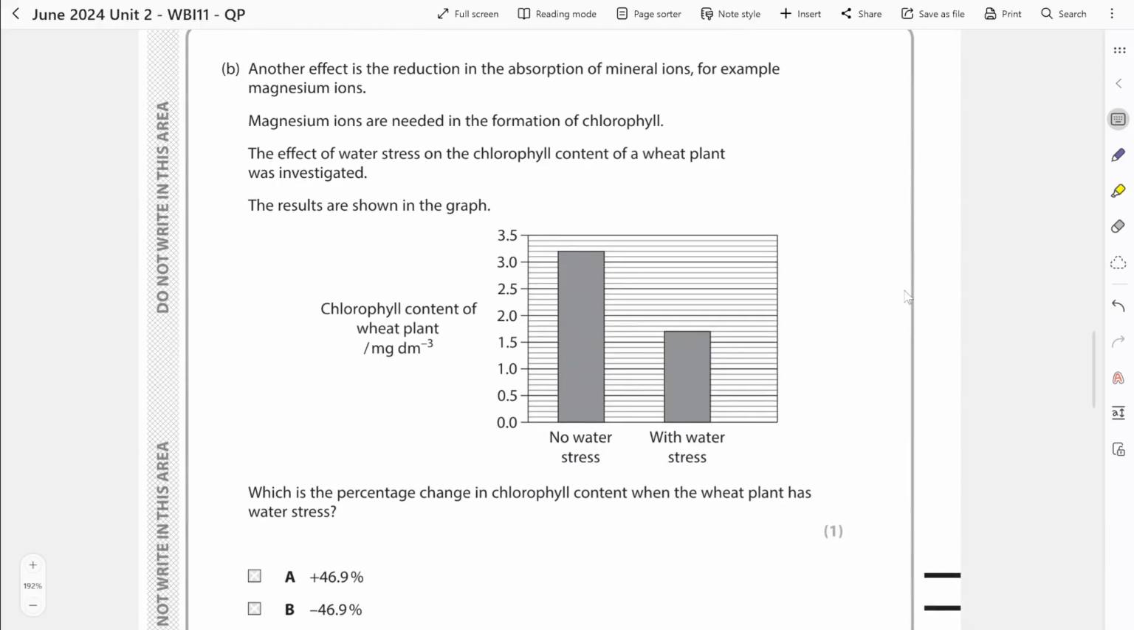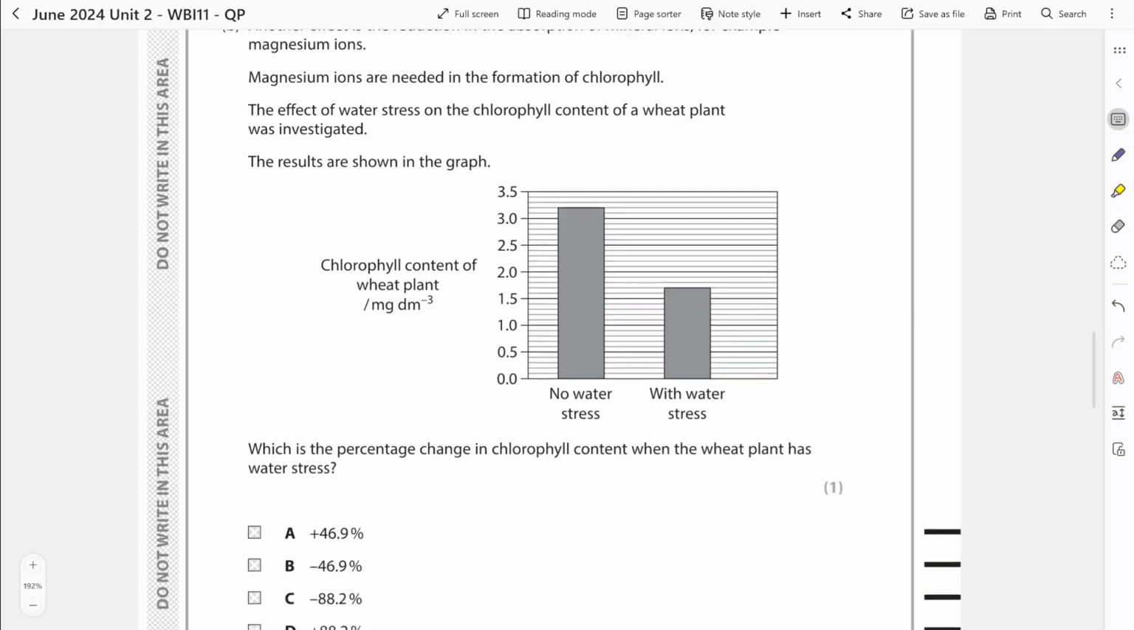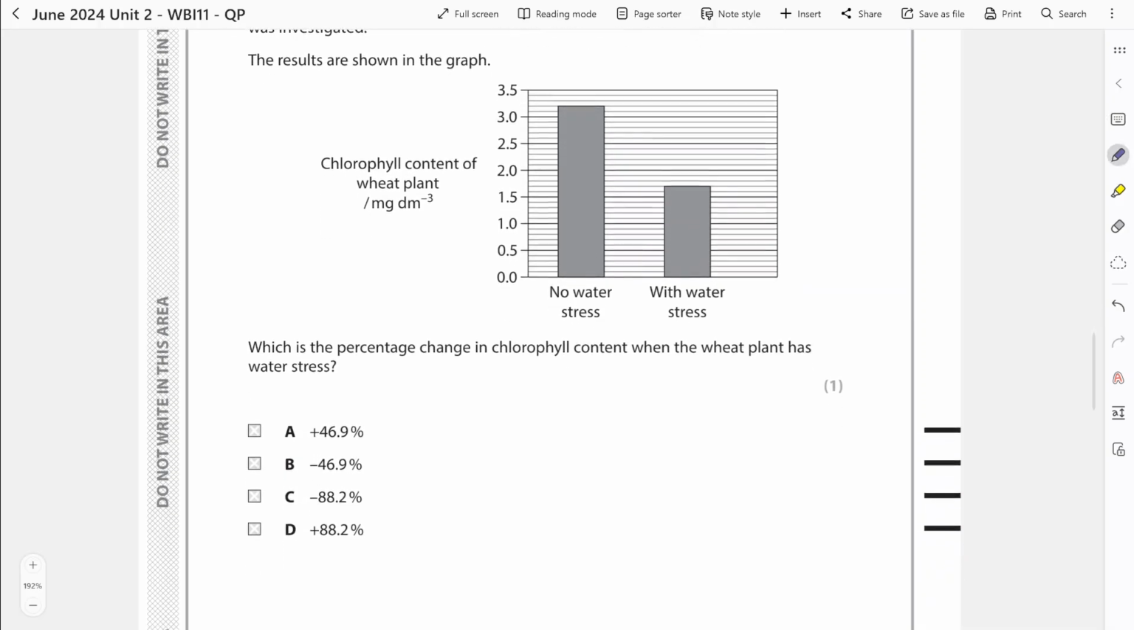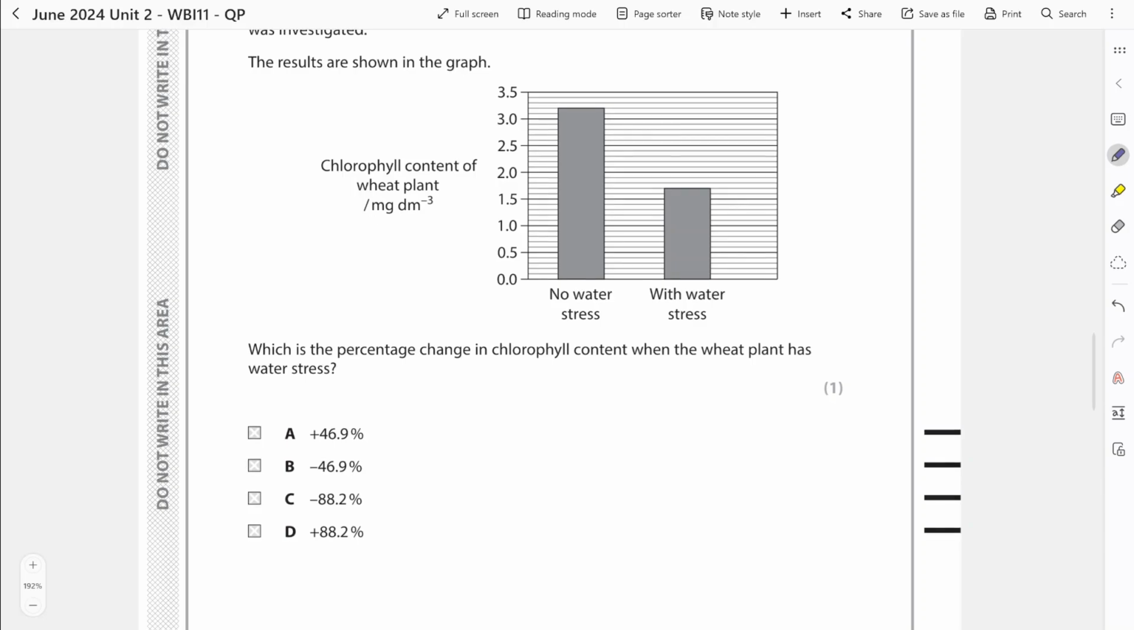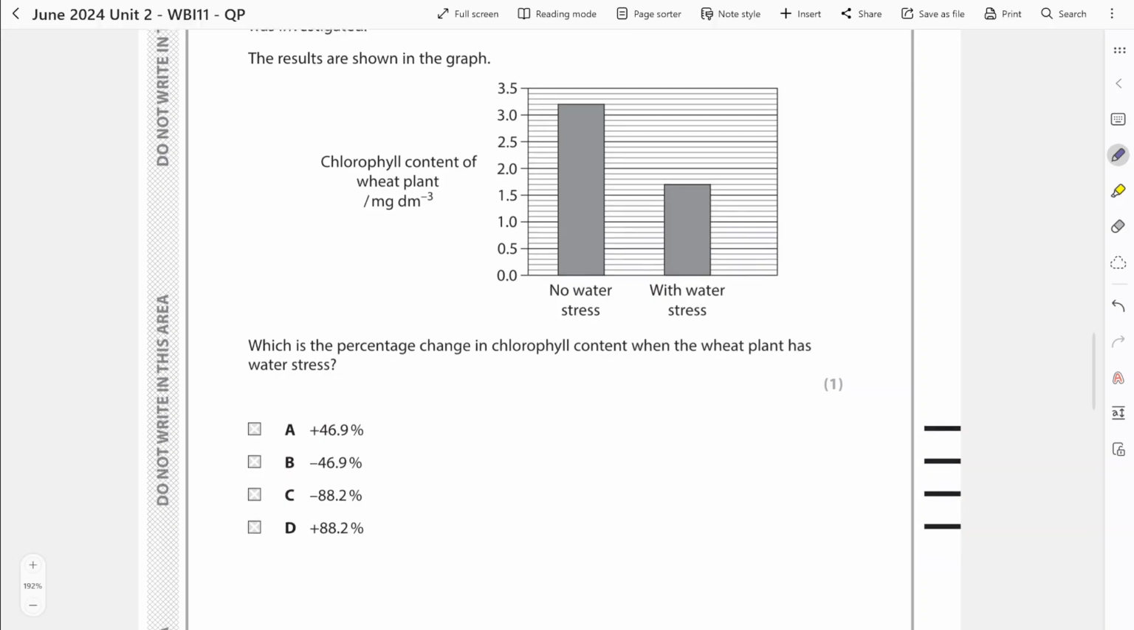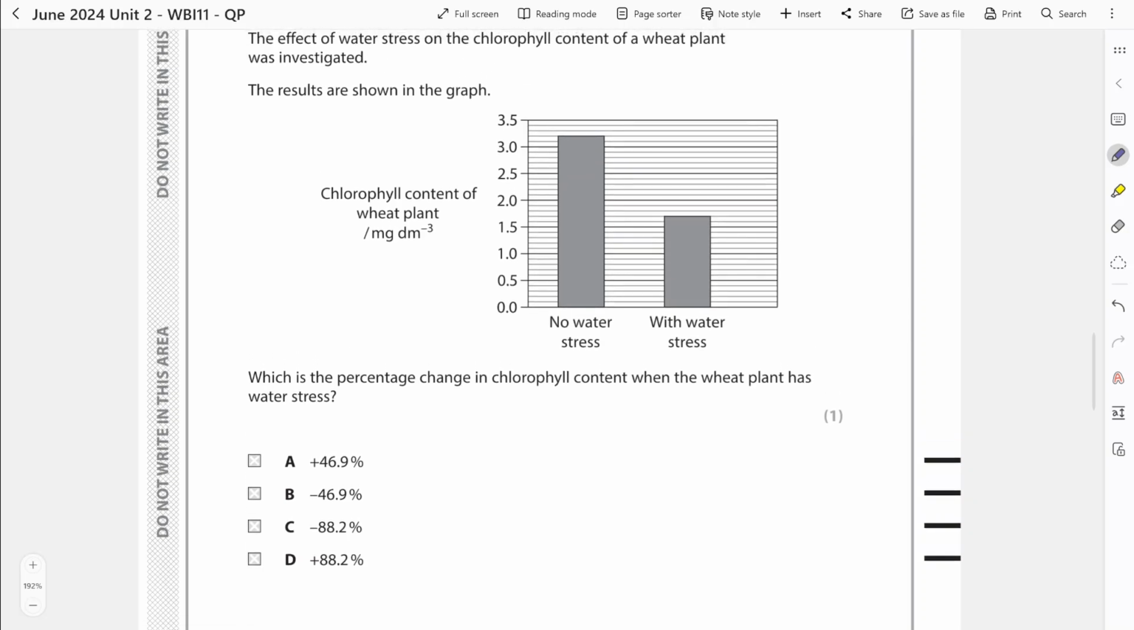Another effect is a reduction in the absorption of mineral ions, for example, magnesium ions. Magnesium ions are needed for the formation of chlorophyll. The effect of water stress on the chlorophyll content of a wheat plant was investigated. So you can see with water stress, there was less chlorophyll. So this part, it says, which is the percentage change of chlorophyll content when the wheat plant has water stress?